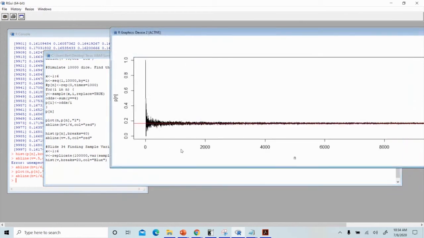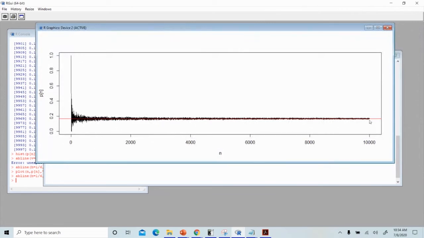This is a graph of what happens as the sample size increases. The red line is the probability of rolling a 4. As I increase my sample size, you can see that at first there's a high variance between the samples, right? So this is maybe a sample size of 100. But then as I go further along to sample size 200, it gets pretty close to the red line. And as I get close to 10,000, I'm really close to the red line.